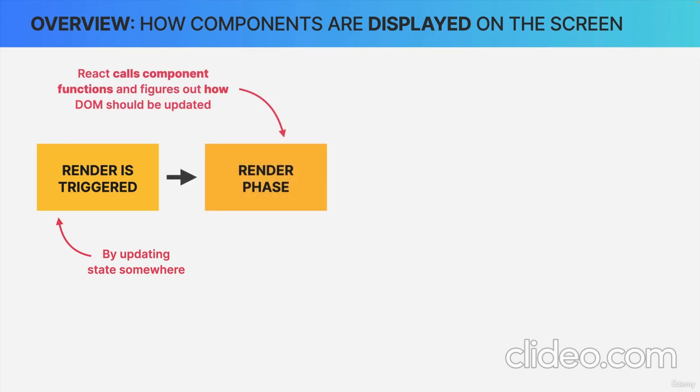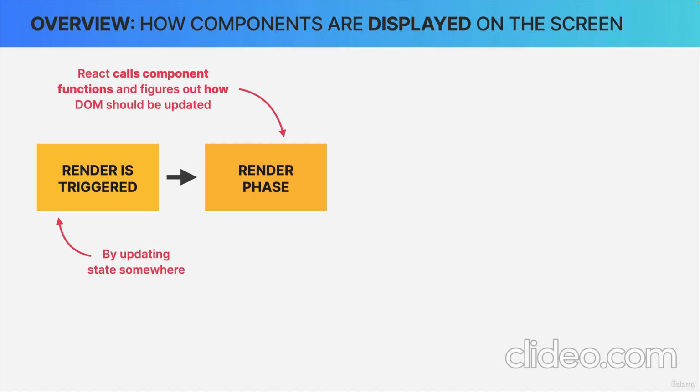In this phase, React calls our component functions and figures out how it should update the DOM, so in order to reflect the latest state changes. However, it does actually not update the DOM in this phase, and so React's definition of render is very different from what we usually think of as a render, which can be quite confusing.